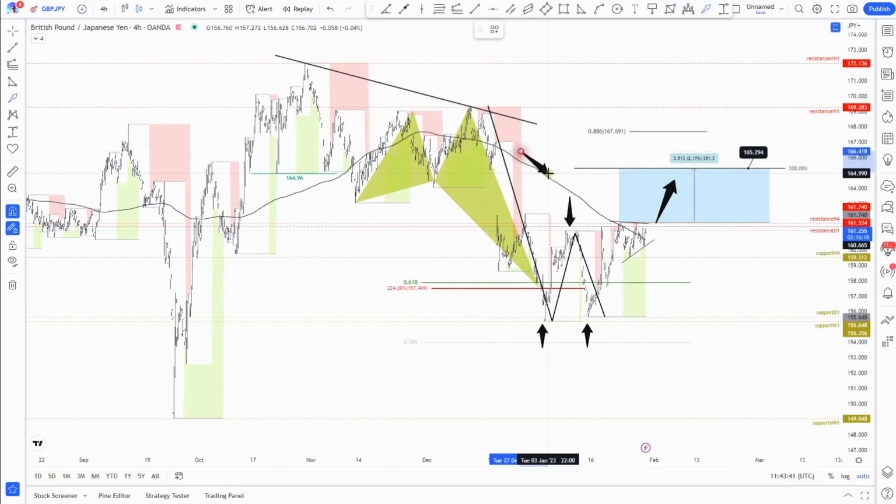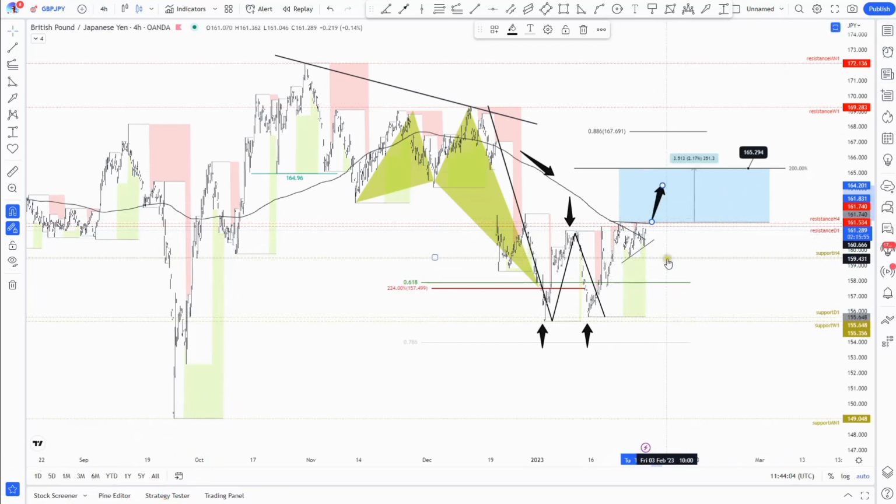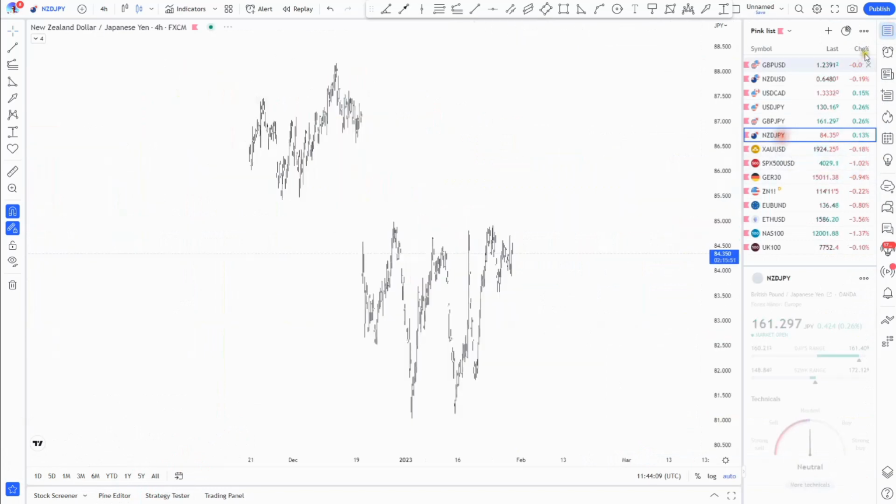Okay, pay attention with this, that this is not granted. We need to see a clear violation of this resistance to increase the probability of a move above. Don't try to anticipate that move without a breakout of the structure. The same may happen to the downside. Don't try to rush and anticipate a move to the downside, and wait for the violation of support.